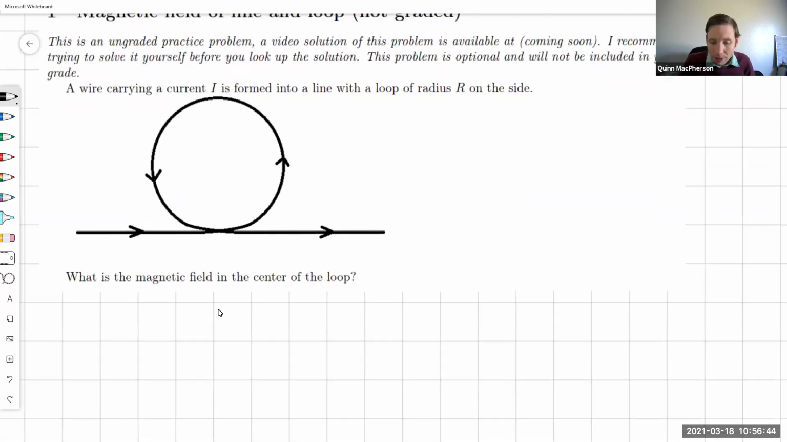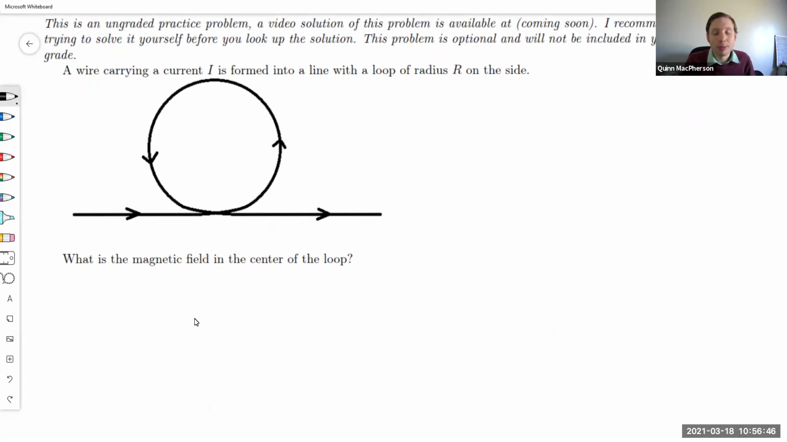Okay, so to solve this problem, I'm going to use the principle of superposition. That is, the magnetic field in the center of the loop is the sum of the magnetic fields caused by the straight line of current and a loop of current. So I'm going to break those apart into those two parts, find their magnetic fields independently, then add them back together. Okay, so step one, I'm going to do the line.